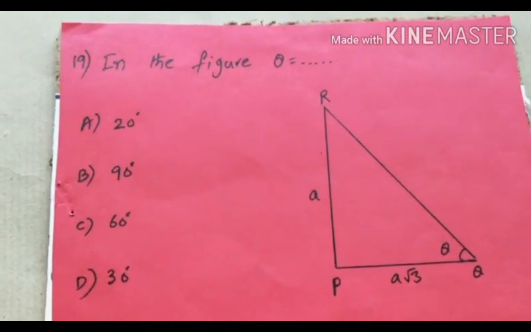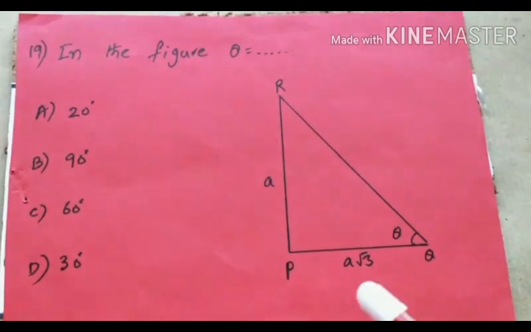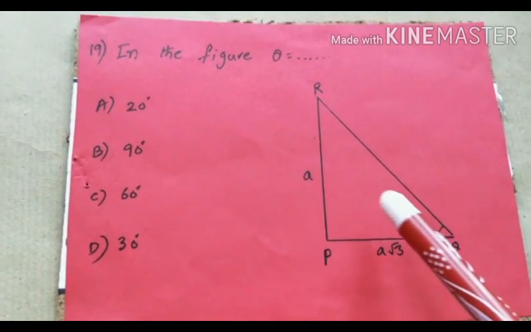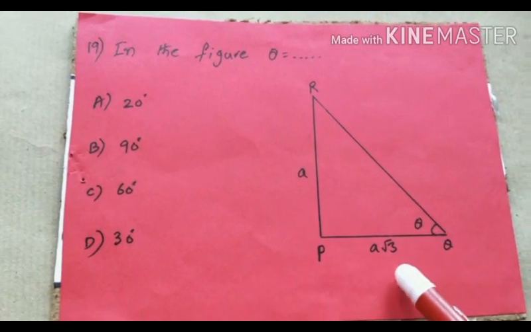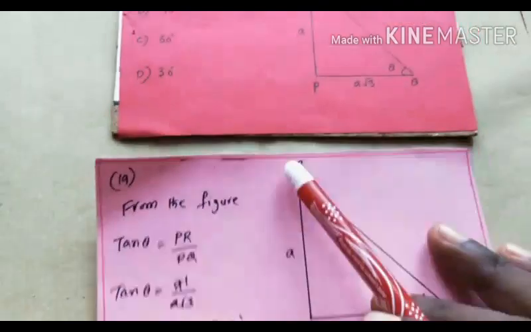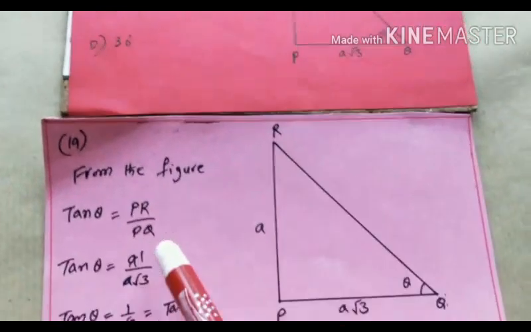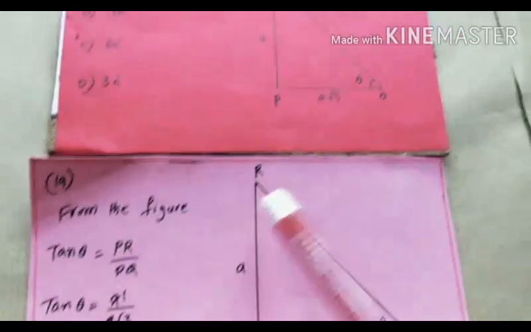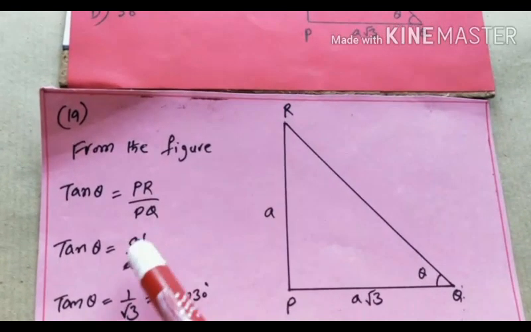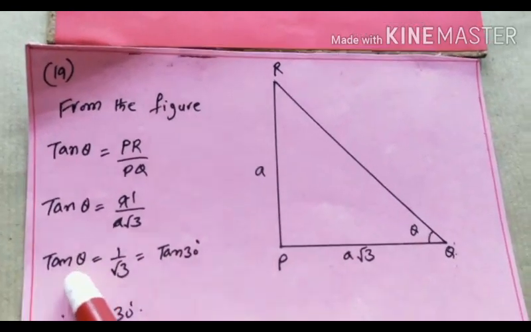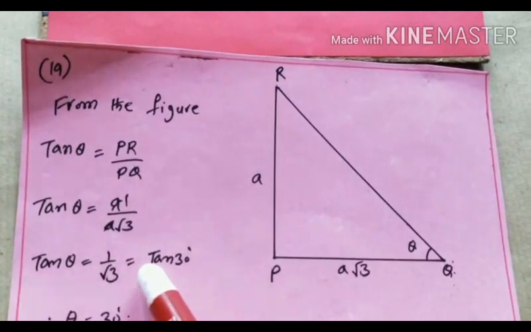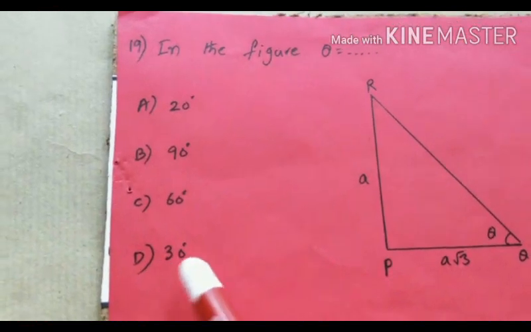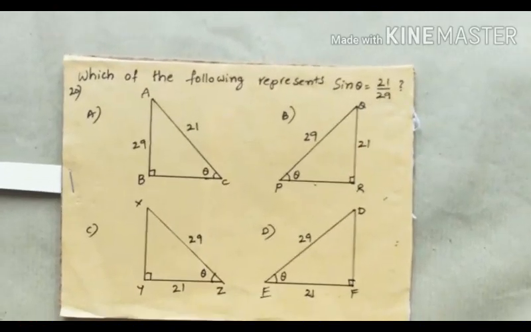19th question. In the figure, theta equals dash. Here, PQR is a right angle triangle, right angled at P. So here the opposite side of theta equals A units and the adjacent side is A root 3 units. So here we use the tan formula. From the figure, tan theta equals PR by PQ. PR means A units and PQ means A root 3 units. So the A's cancel. So remaining tan theta equals 1 by root 3. 1 by root 3 means tan 30. Therefore theta equals 30 degrees. So answer is D.